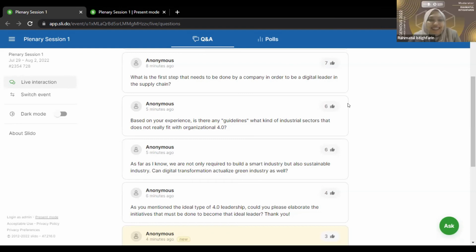Thank you. Okay, next question: what is the first step that needs to be done by a company in order to be a digital leader in the supply chain? Okay, first step, digital for the supply chain. Obviously, the supply chain is already very complex. We have our internal production processes. Let's say that we already have the data and are internally connected. Then the first thing is the connection with our customers and our suppliers.